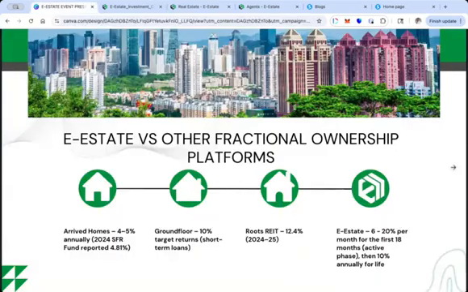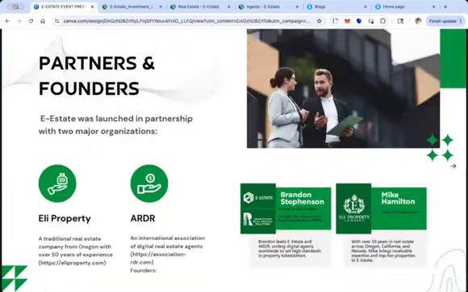Now, what I want to do is go back and talk a little bit more about the platform so you guys have an understanding of this. It's important to note that this company was launched by two other incredible companies, one being Eli Property, a traditional real estate company from out of Oregon with over 50 years of experience, and the other being the ARDR, which is the International Association of Real Digital Realtors, that is providing the standards and the education for this new property space that's being created by tokenization.